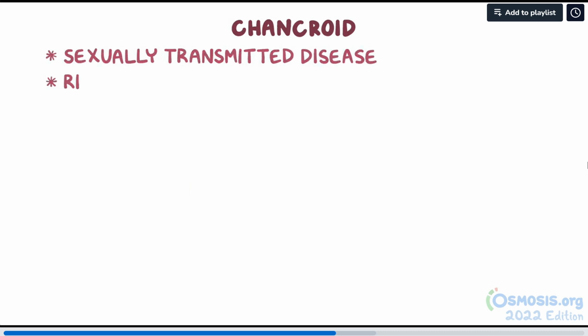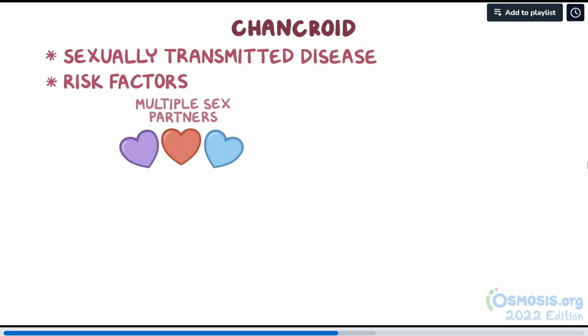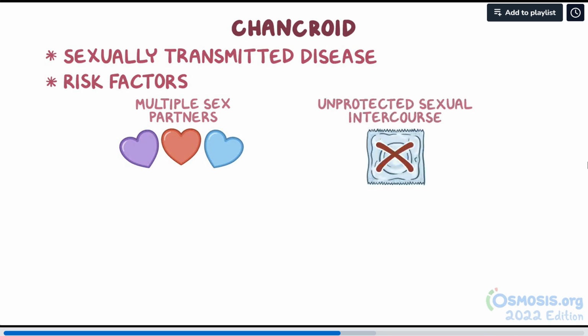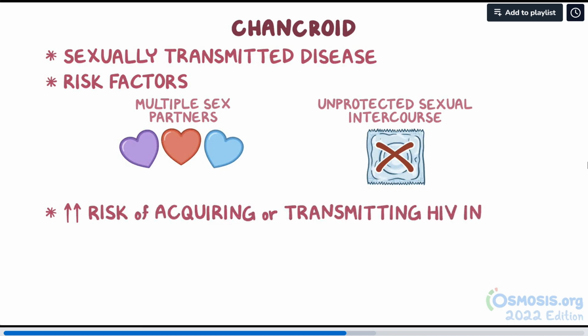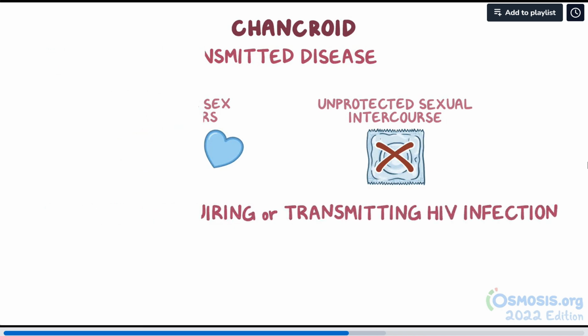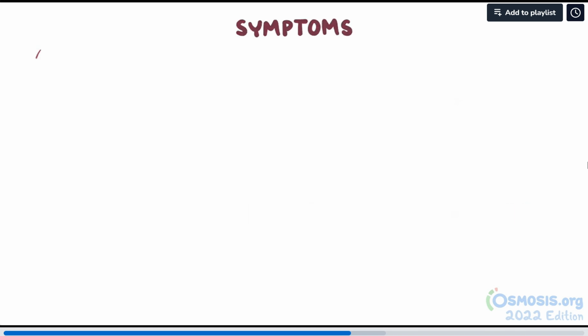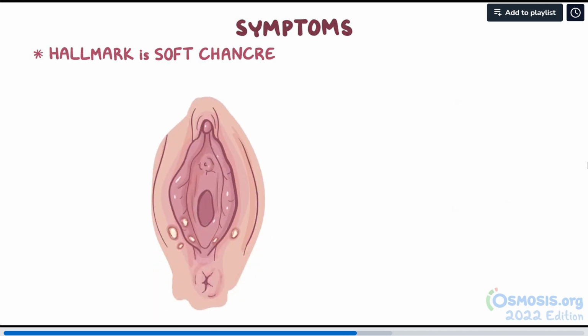Now, Haemophilus ducreyi causes a disease called Chancroid, which is a sexually transmitted disease. Risk factors include multiple sex partners or unprotected sexual intercourse. Also, people with Chancroid have a higher risk of acquiring or transmitting HIV infection. A hallmark symptom of the disease is the soft canker. Multiple ulcers may be noted, as a result of multiple areas of microtrauma, or as a result of direct contact between two adjacent areas, resulting in kissing ulcers.